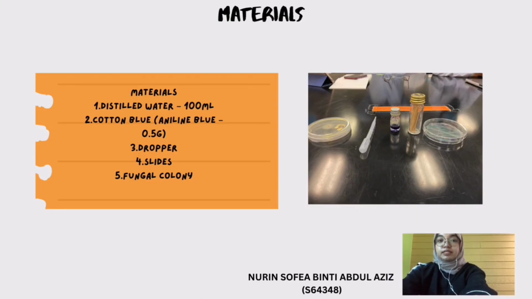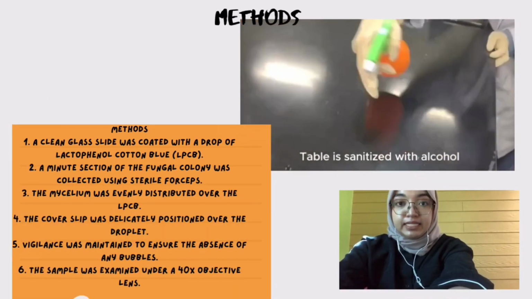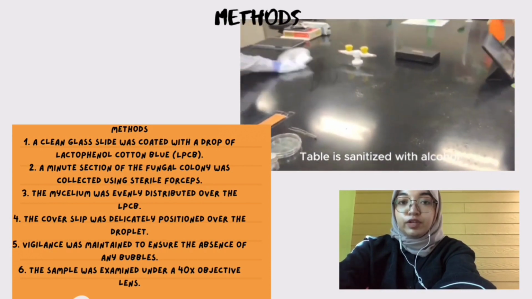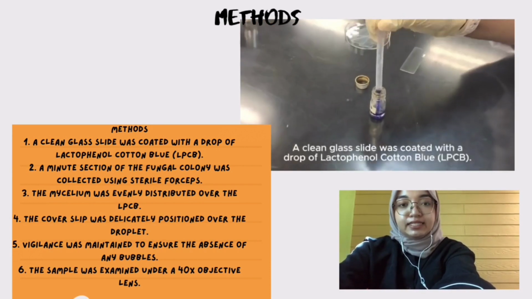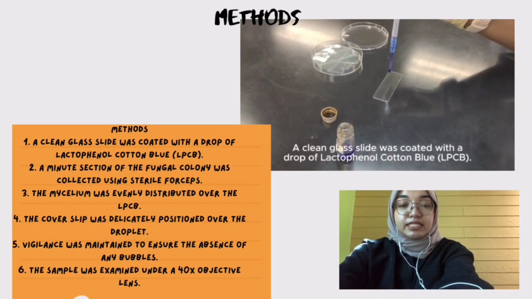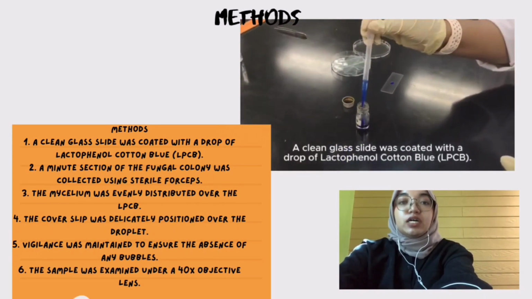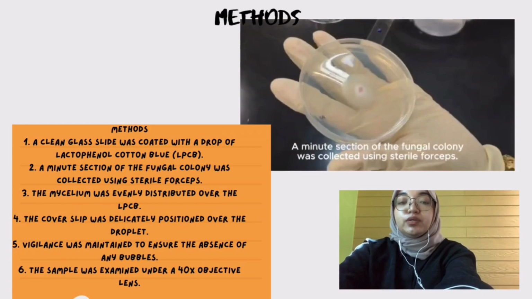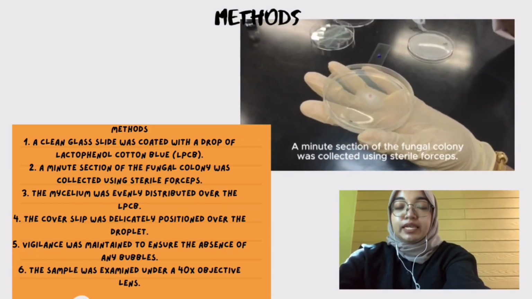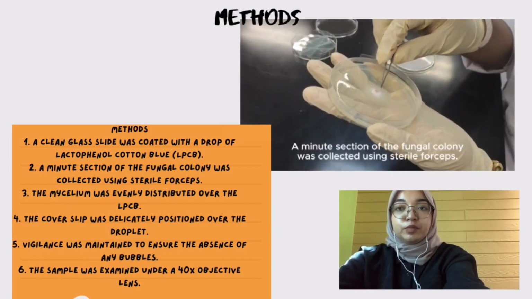For materials and methods, we need 100 ml of distilled water, cotton blue, dropper, slides, and fungal colony. For the methods, the first step is we coat a clean glass slide with lactophenol cotton blue, and next we collect the fungal colony using forceps. The third step is the mycelium is evenly distributed over the LPCB. We ensure that there are no bubbles present, and the last step is to examine it under the 40 times objective lens.